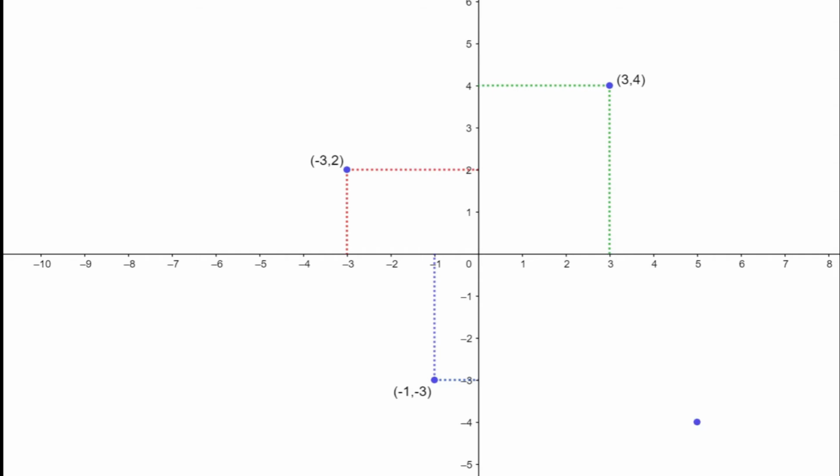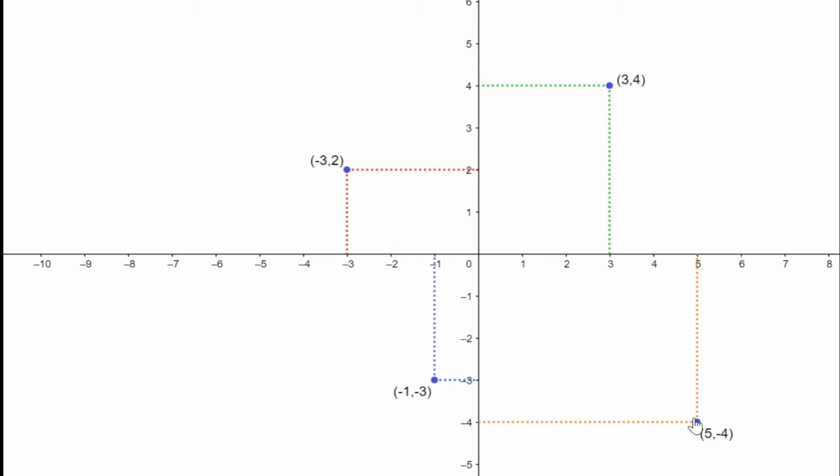Now, what about this point? The x-coordinate is 5, the y-coordinate is minus 4. This distance is 5. Since it is to the right of the origin, we can take it as positive. This distance is 4. Since it is below the origin, we can take it as negative. Therefore, the coordinates are 5, minus 4.